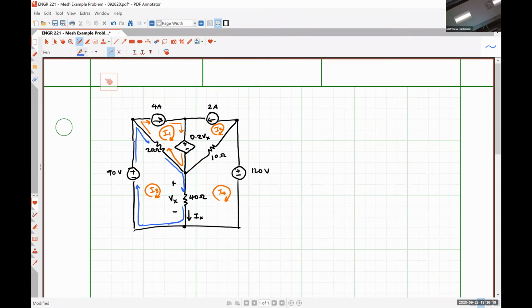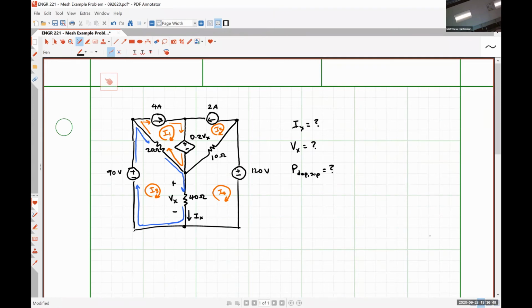All right, so with that out of the way, let's identify our quantities of interest in this problem. The first thing that we're going to try to solve for is our current IX, which is not a mesh current. We are going to try to solve for the voltage Vx. And lastly, we are going to try to solve for the power supplied by our dependent source.